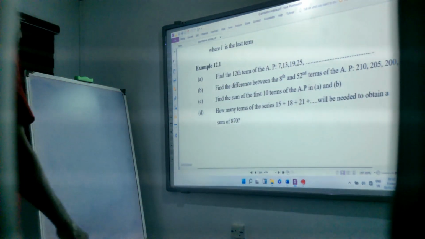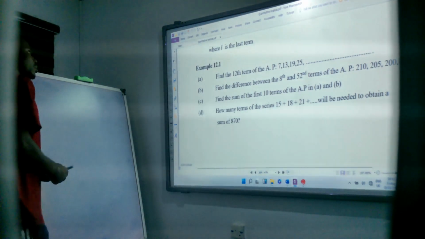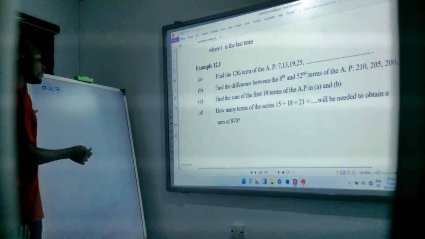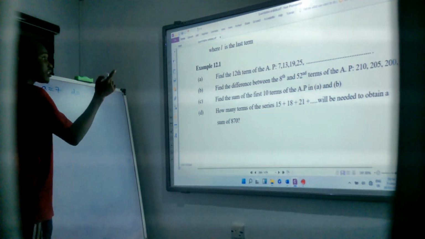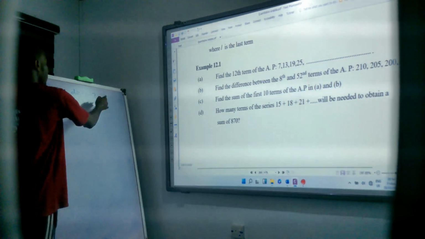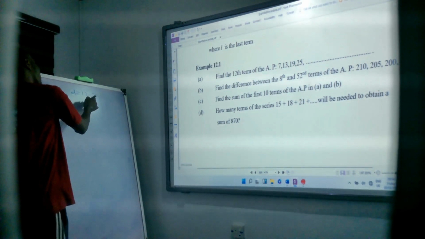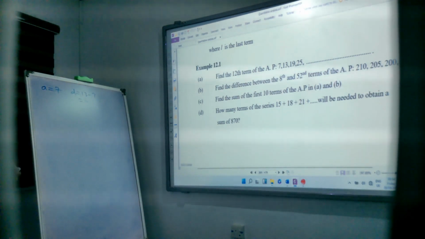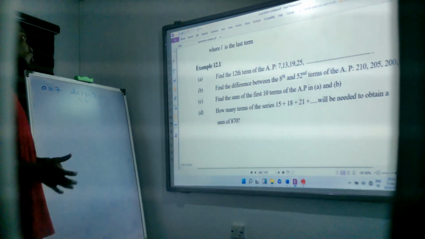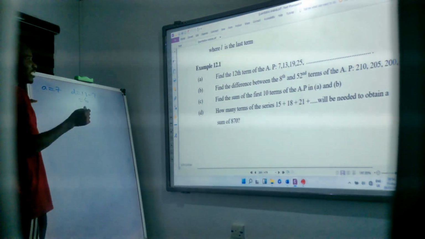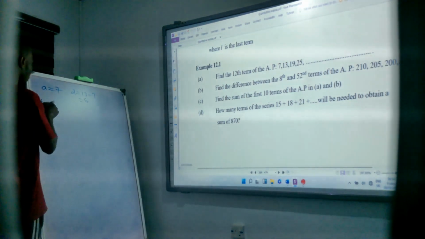Now let's solve. What does the question say? A says find the 12th term of the AP. What is in the AP? The first term is 7. The common difference, you can take the second term minus the first term, and that is 13 minus 7, which is 6. Or you can say 19 minus 13, third term minus second term. So that is our common difference.